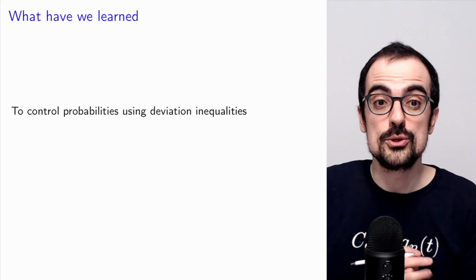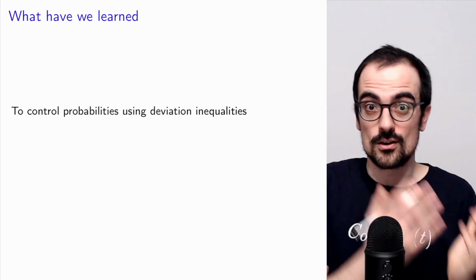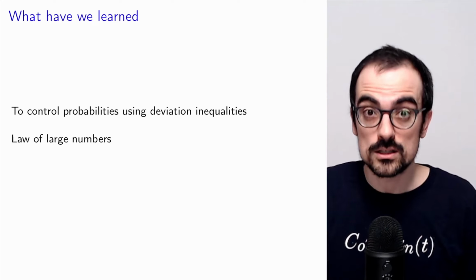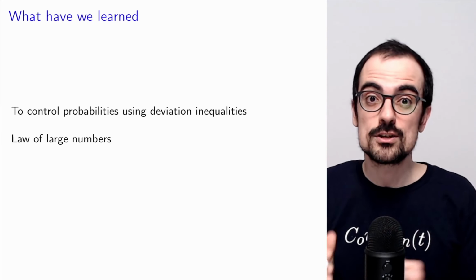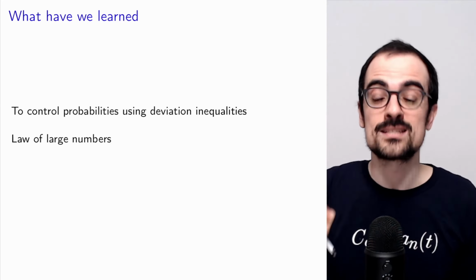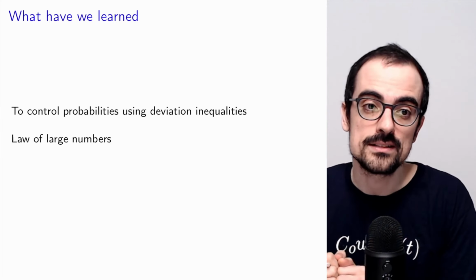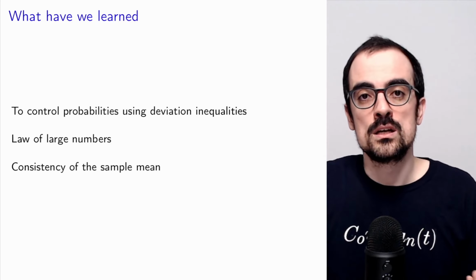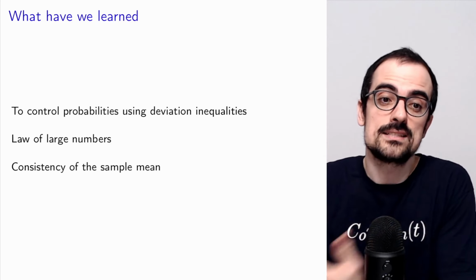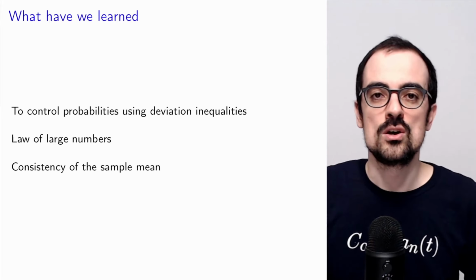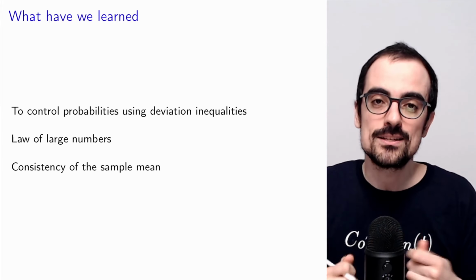All right, so what have we learned? We have learned to control probabilities using the deviation inequalities, so Markov's inequality and Chebyshev's inequality. We have established the law of large numbers that says that a sequence of running averages eventually will converge to a mean as long as the underlying random variables are independent, have the same mean, and have bounded variance. And we have seen the consequence for statistics and data science, and that is the consistency of the sample mean. Eventually, if we take enough random samples, the probability that our estimator deviates from the true population mean by any epsilon is going to be 0.